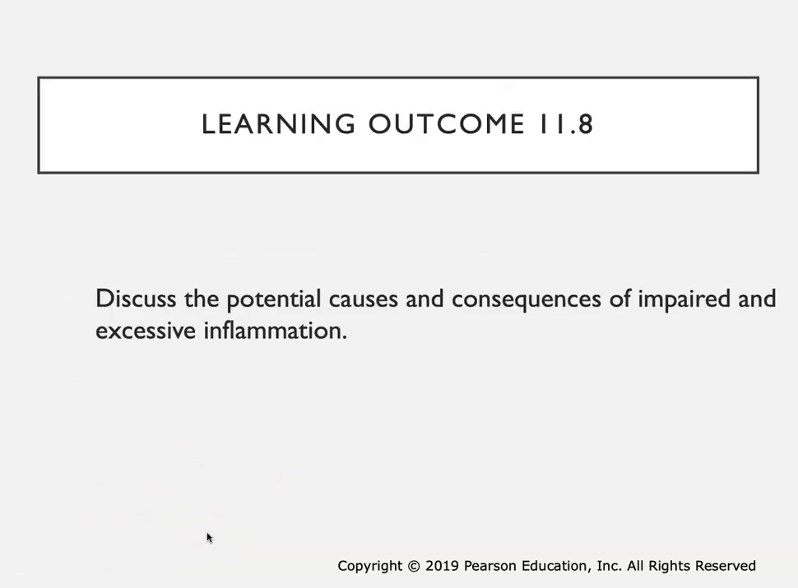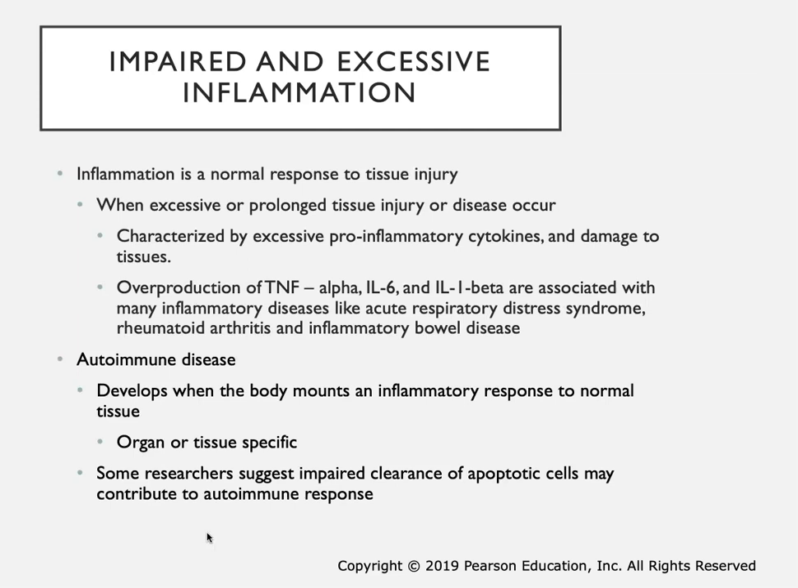Okay. So what are some potential causes and consequences of impaired and excessive inflammation? Remember, inflammation is a normal response to tissue injury, right? But when it becomes excessive or prolonged, it can cause disease, okay? What is it characterized by? We just went through all this, right? Excessive pro-inflammatory cytokines, and then that leads to damage to tissues, okay? There have been many studies that have indicated that overproduction of cytokines like TNF-alpha, IL-6, and IL-1 beta are associated with many inflammatory diseases, like respiratory distress syndrome, rheumatoid arthritis, and also inflammatory bowel disease.